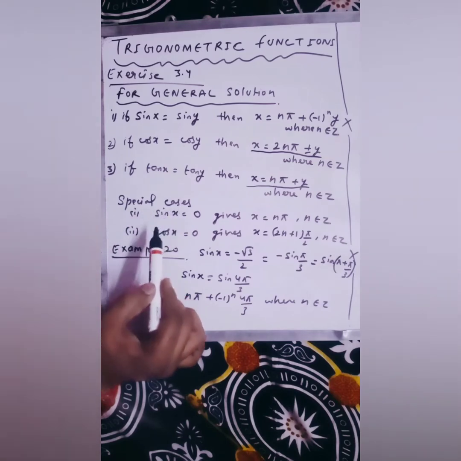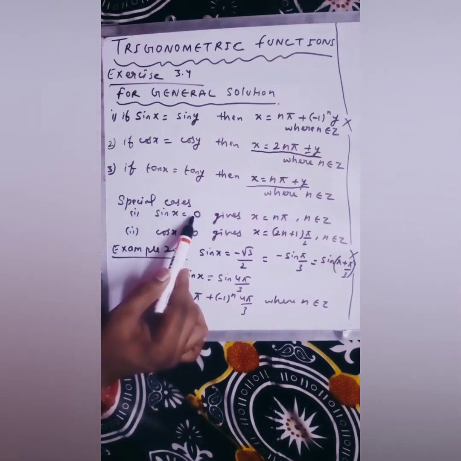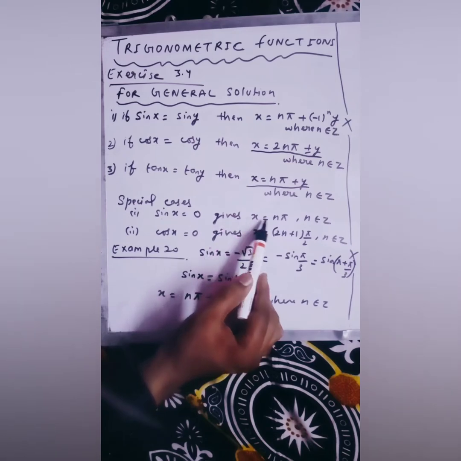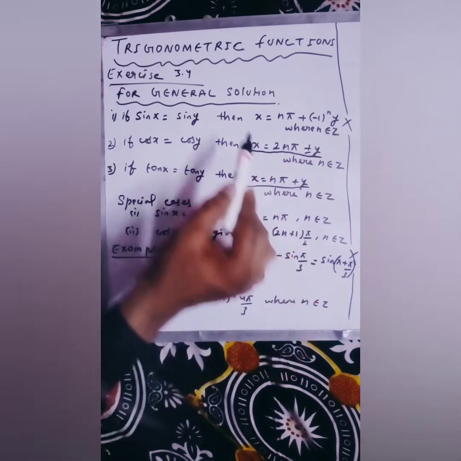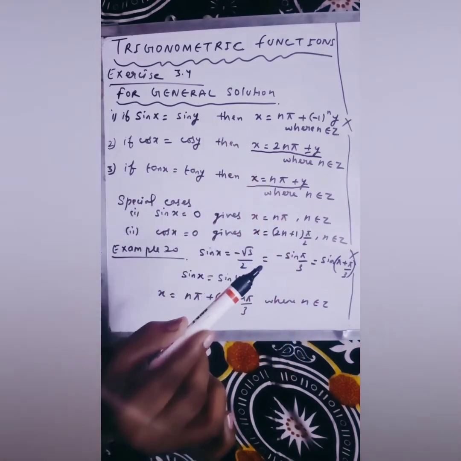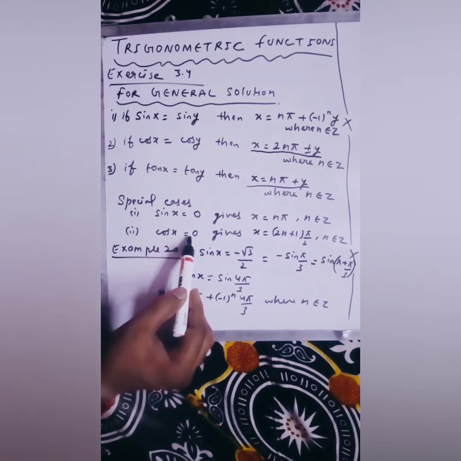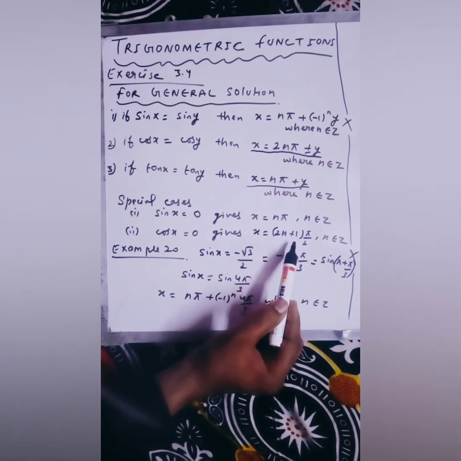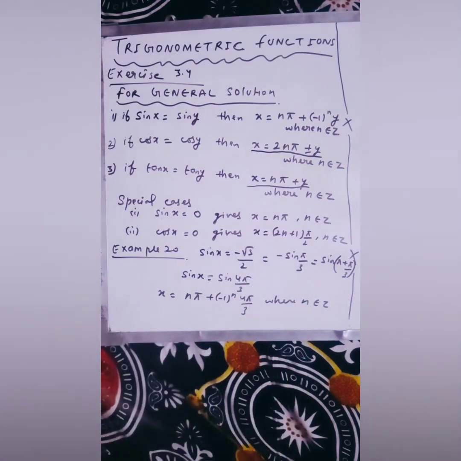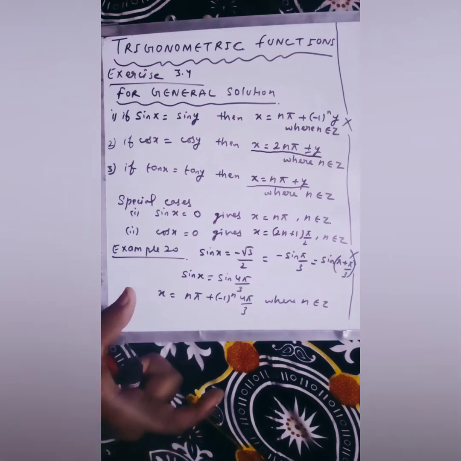There are some special cases. If you get sin x equals 0, you can directly write x equals n pi, where n belongs to integers, as the general solution. These are just general formulas which you have to learn. Cos x equals 0 will give you x equals (2n plus 1) pi by 2. So this would be the answer. These are all formulas which you have to learn.